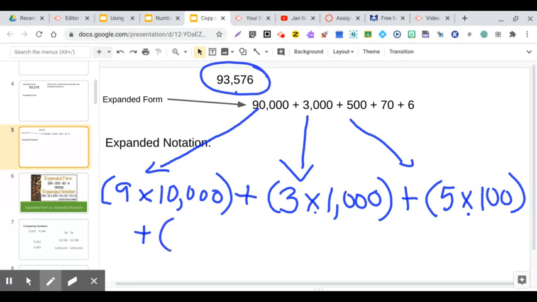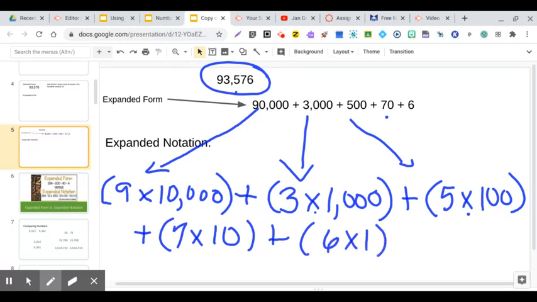Now this is where it gets tricky. 70 is going to become 7 times 10 because there's a 7 in the tens place. Okay? Everybody okay so far? All right. Plus, our last digit is a 6, and it's in the ones place.